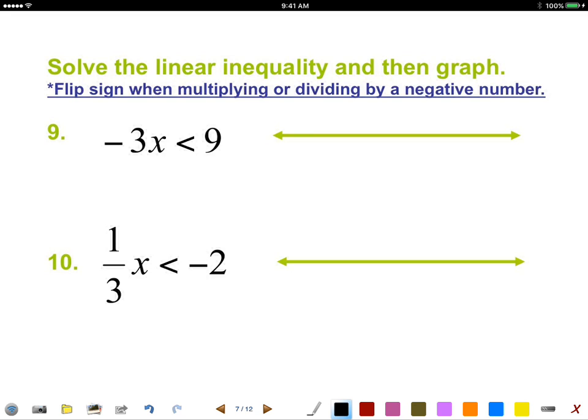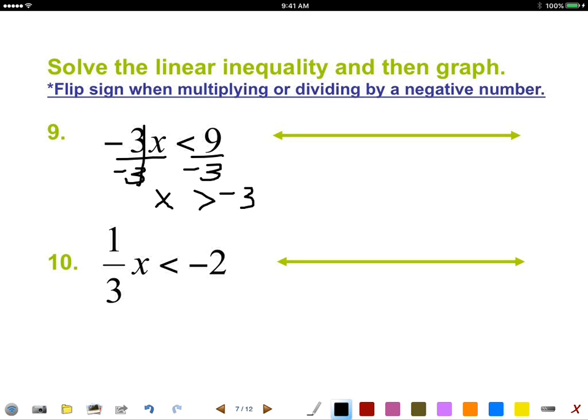Anytime you are multiplying or dividing both sides by a negative number, you have to flip the sign around. So this is negative 3 times x, so we are going to get rid of the negative 3 by dividing. And we're going to divide negative 3 on both sides. When we do, negative 3 divided by negative 3 is a positive 1x, which we just write x. But because we divided both sides by a negative number, we have to flip the sign around. And 9 divided by negative 3 is a negative 3.